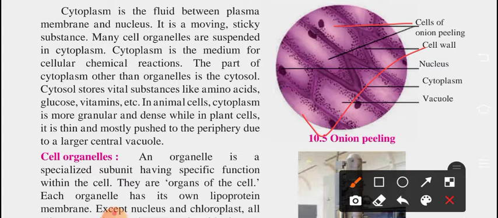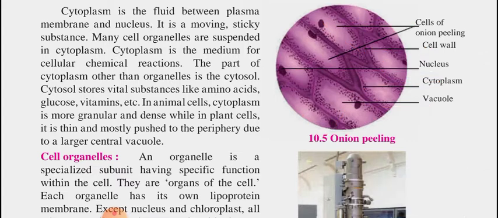cell wall, nucleus. This is also a nucleus. Cytoplasm, the very minute spot is there, that is cytoplasm. And this is the vacuole, the space in it. Okay, so this is the onion peeling when you are observing it under this microscope.